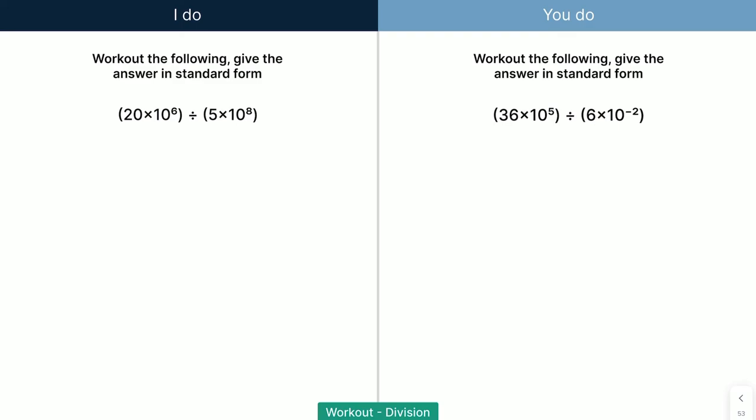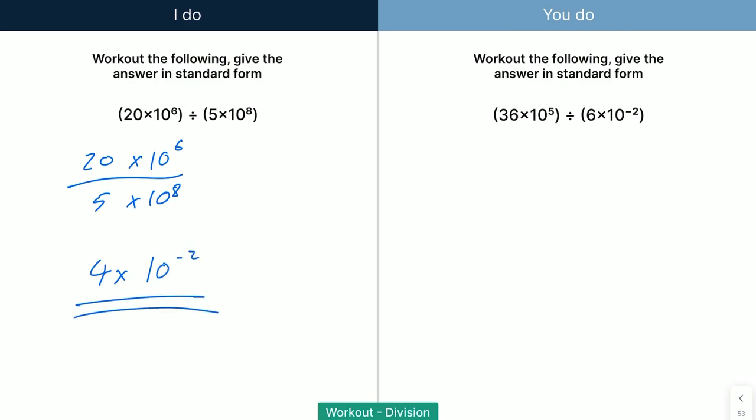Also looking at this one here, so we have 20 times 10 to the power of 6 divided by 5 times 10 to the power of 8. Now if you do 20 divided by 5, that's 4. And then we're left with that side there. Now this 6 take away 2, just being a bit careful here, gives us a negative 2. Okay, and that is our final answer. It's already in standard form.